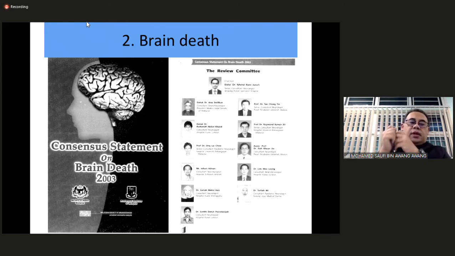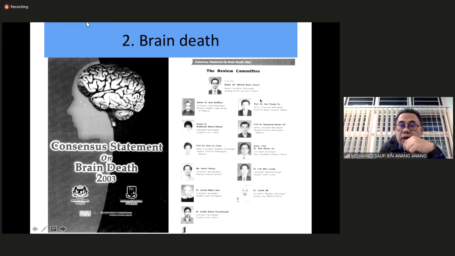In Malaysia, we usually have this committee. But I'm not sure, because the last time I checked the website, they had not updated the new committee. So if you look at the slide here, it's quite old, it's 2003, because some of the committee members have retired. For example, Mr. Johari here, the head of services of neurosurgery for KKM, already retired about 2 years ago.